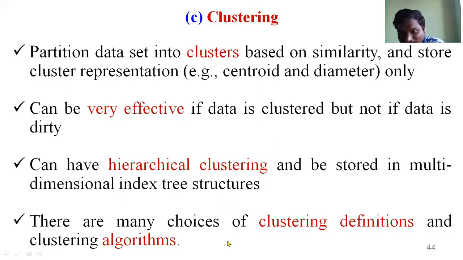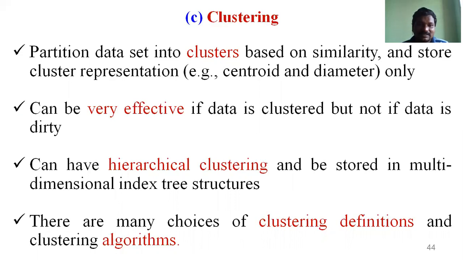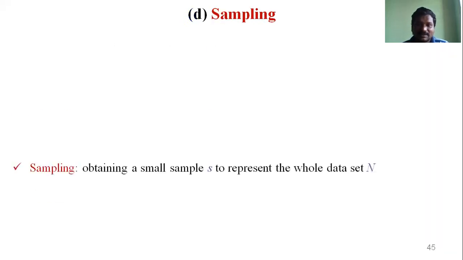That means you will form the data into different groups. Within a group there is more similar data, and outside the group, from one group to another group, the similarity is very less. Here that is the clustering information, and now it comes to sampling data.